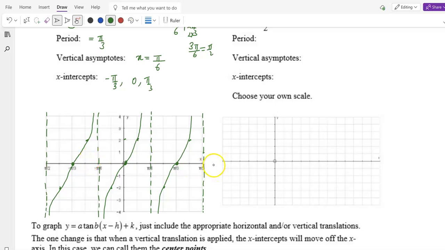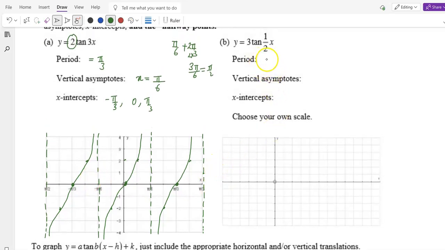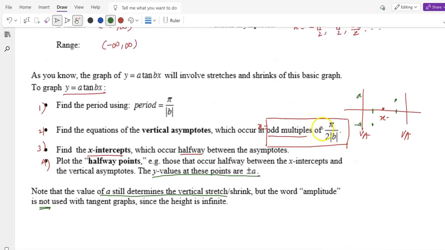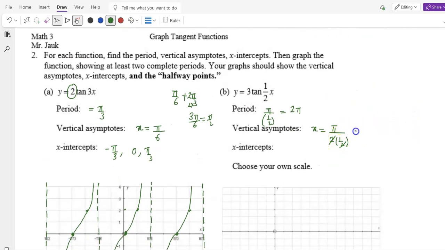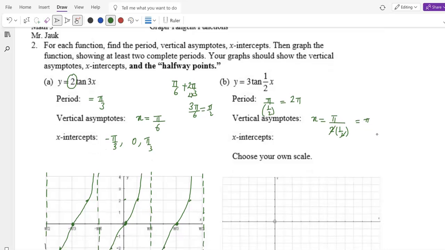Okay. Next one. Period. Period is pi upon 1/2, which is 2 pi. Vertical asymptote would be pi upon 2 times 1/2. So that'd be 4 pi. Oh wait, no, pi, because it cancels. The vertical asymptote is x equal to pi, odd multiples. All the odd multiples.